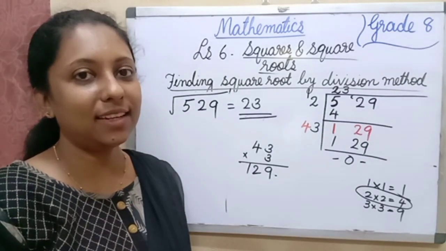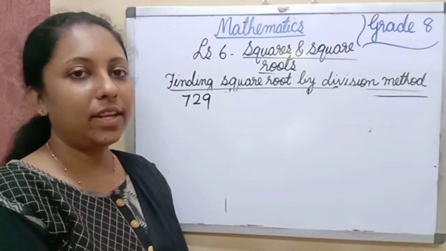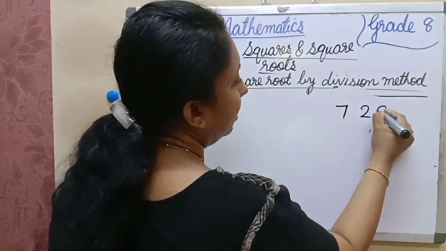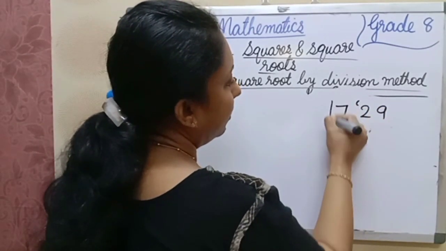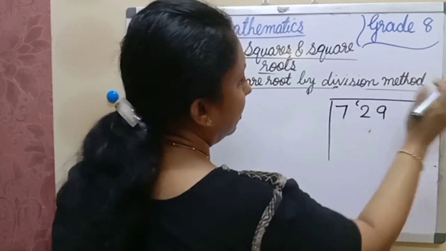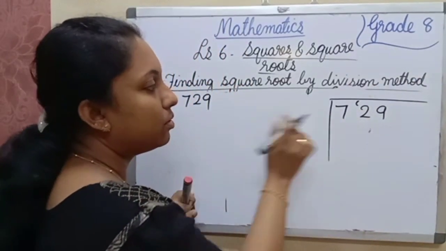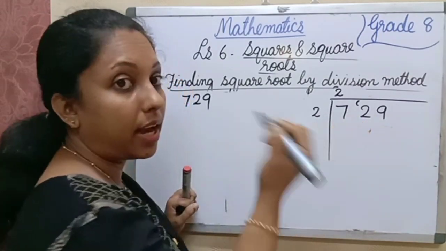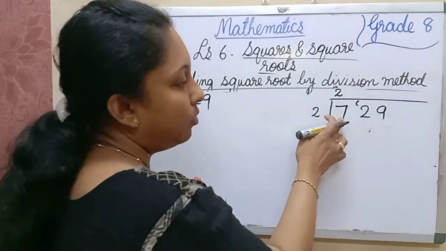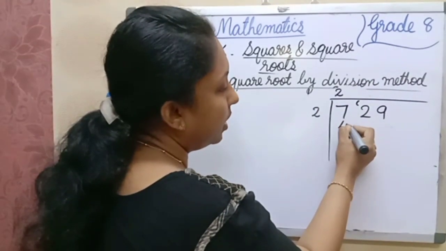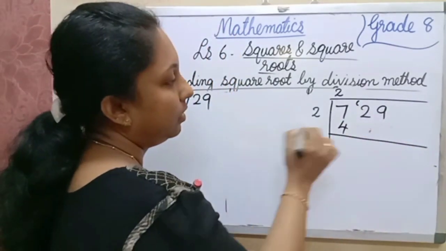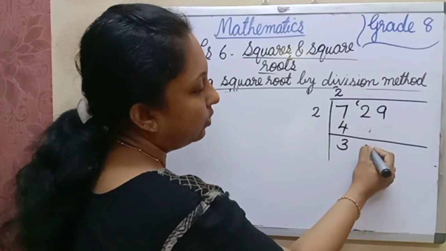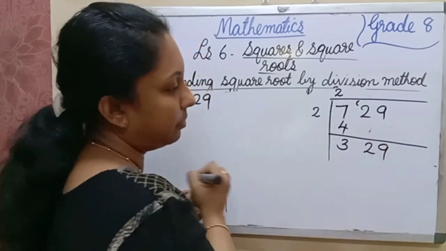Next number, 729. Same way, 729, one group, then 7. Here also 2 twos are 4. 2 here, 2 here. 3 threes are 9, so not more than 7. So 2 twos are 4. 7 minus 4 is 3. Then you bring down 29. That is the next step.